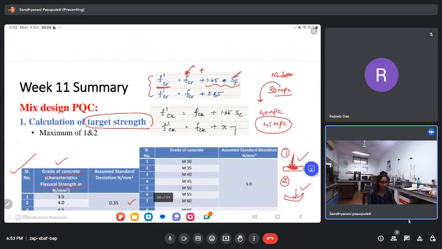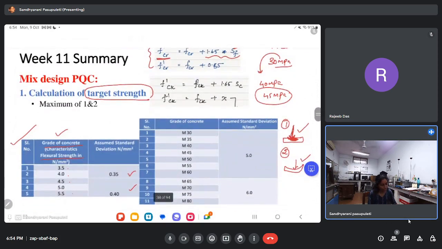The reason they give two formulas is that we have to calculate this F dash CR from the first formula, and also from the second formula. Out of these two, whatever is the maximum value, we have to design for the maximum value. We should not take the minimum. We take the maximum because we are still going for the worst condition.